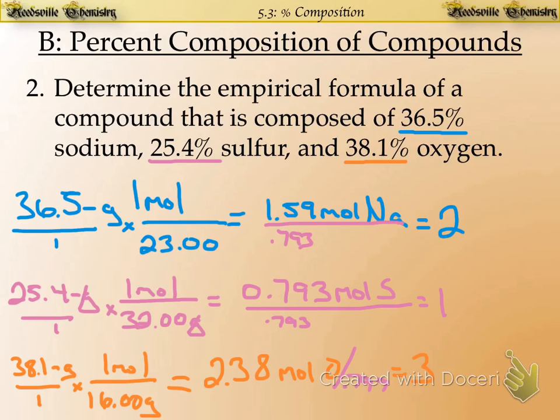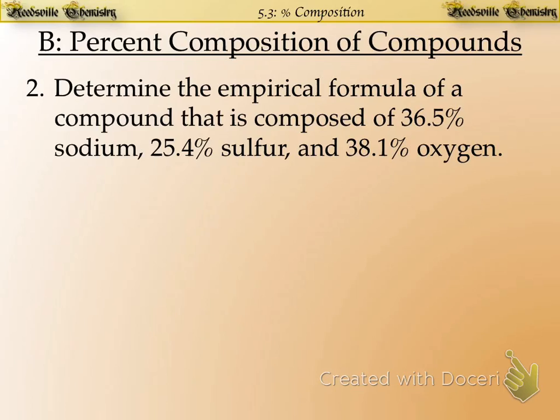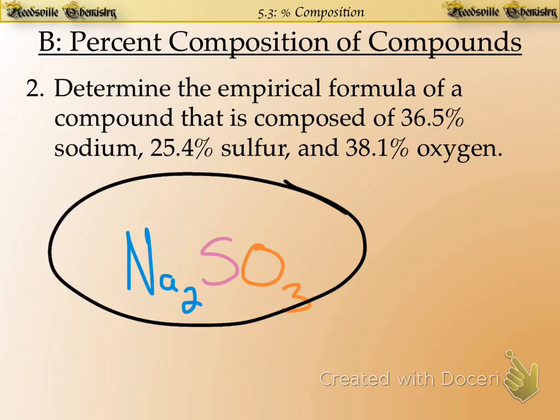All right. So then your last step here is to write the actual empirical formula of the compound. We know that we have 2 sodiums, 1 sulfur, and 3 oxygens. So your formula is going to look like the following, and I'm going to go ahead and erase this. We are going to have a formula that will look like Na2SO3. There you go. That's your final answer. All right, that's percent composition of a compound.